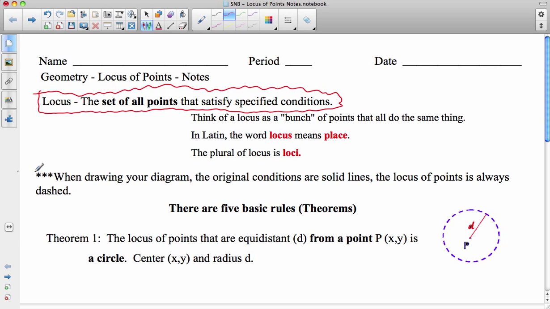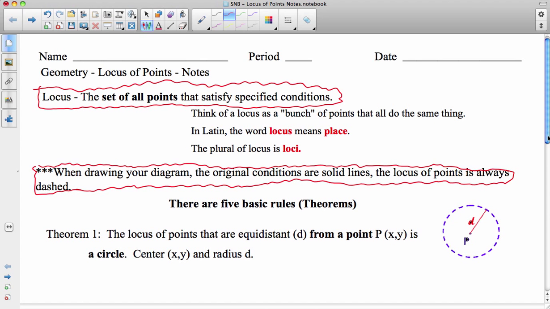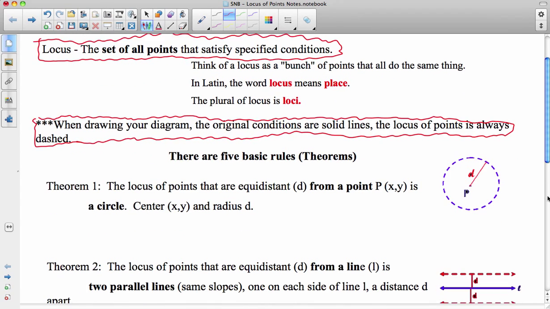And here I have something that we have starred 3 times, which means when you're drawing your diagram, which yes, we will be drawing some diagrams and making some conclusion about it, the original conditions are always done in solid lines, and the locus of points is always done in dashed lines. And that's the way you can distinguish what you started off with and what you end up with. What are those locus of points that fit that description?